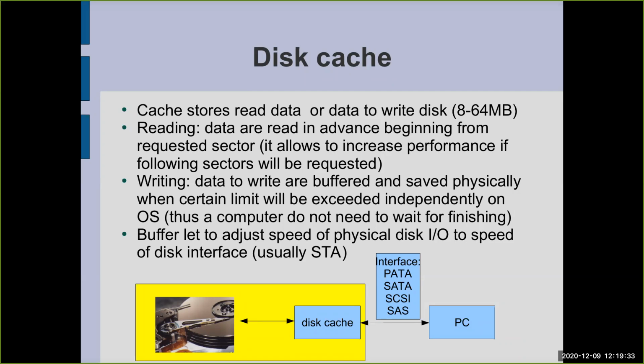Yeah, there are hard drives. Let's say that is average. Budget hard drives have about 20 or 30 megabytes. Most hard drives have 64 megabytes. There are also hard drives with larger cache. But what is going on in cache?